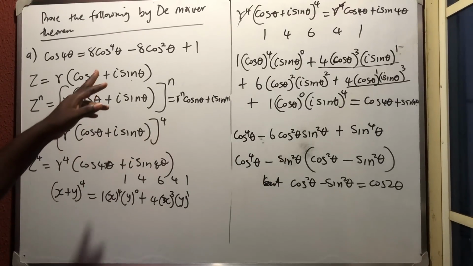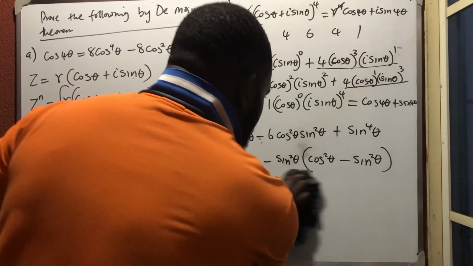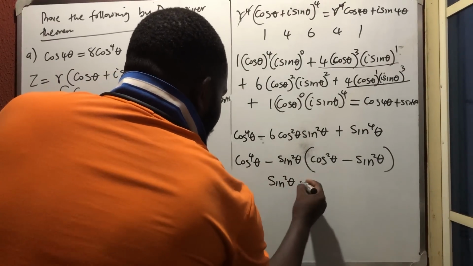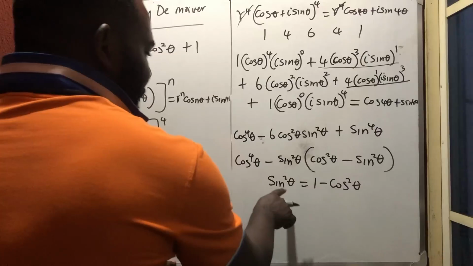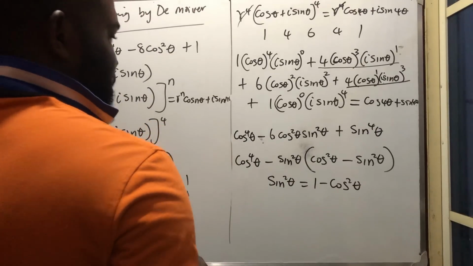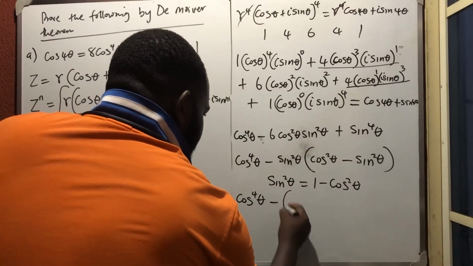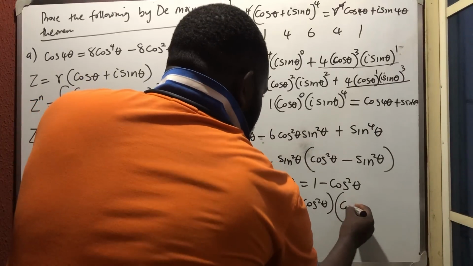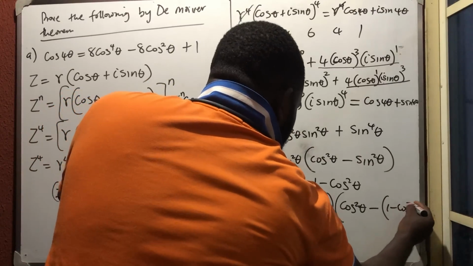Anything you are doing, be looking at what you are going to get to, so that you will not make mistake. Okay, there's nothing like 2 theta there, so I'm not going to use this law. But trigonometry said again that sine square theta is equal to what? 1 minus cos square theta. And that is what I want to use. So anywhere I see sine square theta, I want to put 1 minus cos square theta. So I'm having cos 4 theta minus, instead of putting this, I'm going to say in bracket of 1 minus cos square theta, then this one is what? Cos square theta minus in bracket of, this one is what? 1 minus cos square theta.